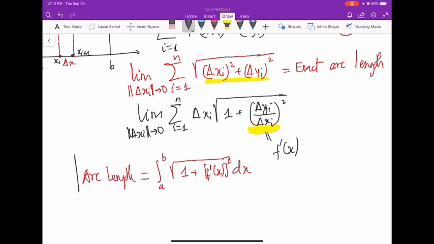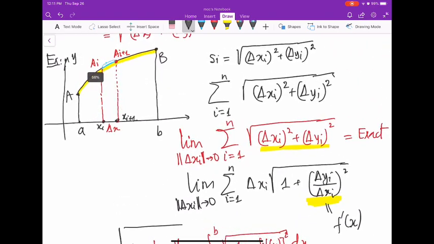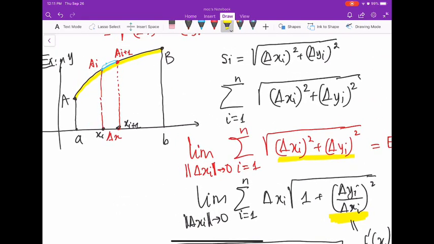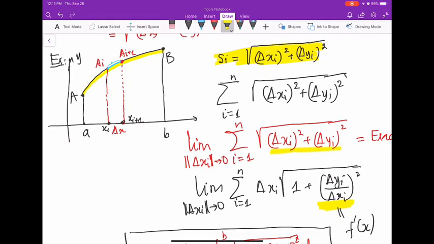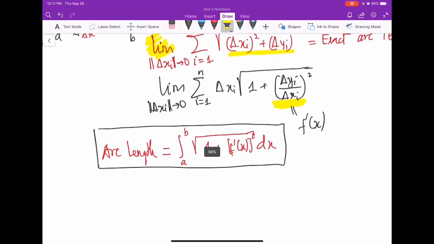You see, the idea is very simple. First, we split our curve into small pieces, and then we approximate the arc length on each subinterval by the distance between two endpoints. Then we sum them up, and then we consider some limit process. Finally, we get some definite integral.